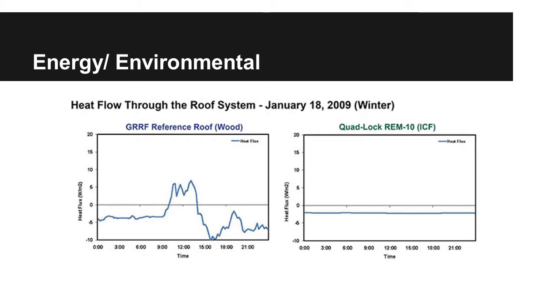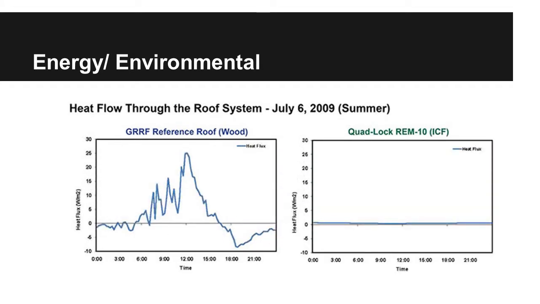The graph pictured here shows heat flow through the roof system during the winter time. On the left we have wood, and on the right we have ICF. And here we have another heat flow through the roof system during the summertime. Again, on the left we have the wood structure, and on the right we have the ICF.